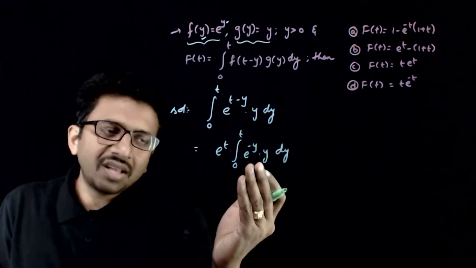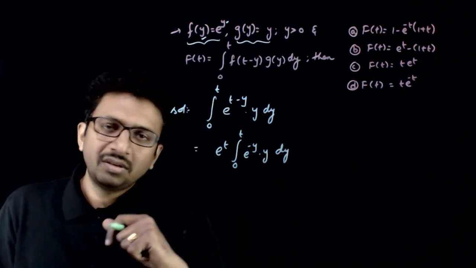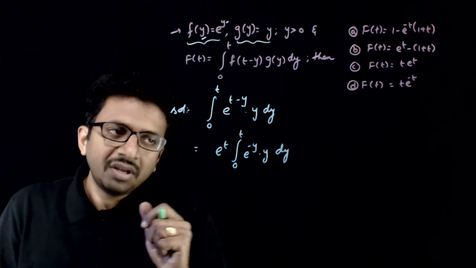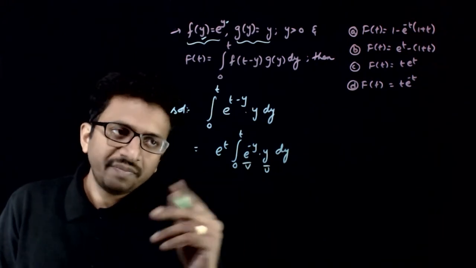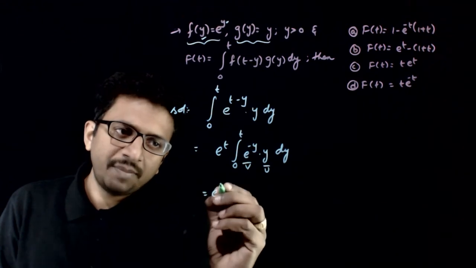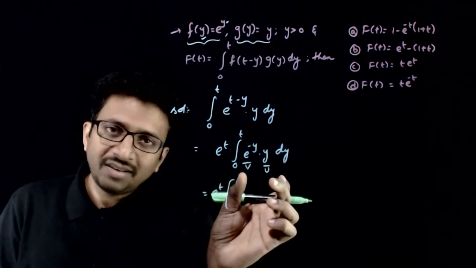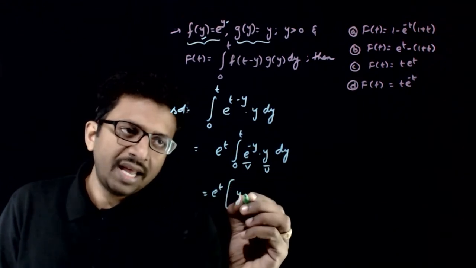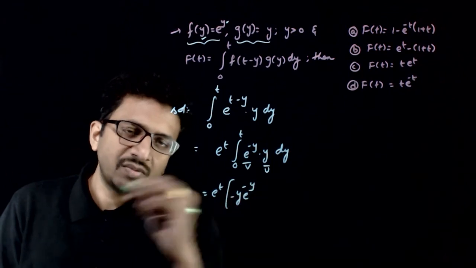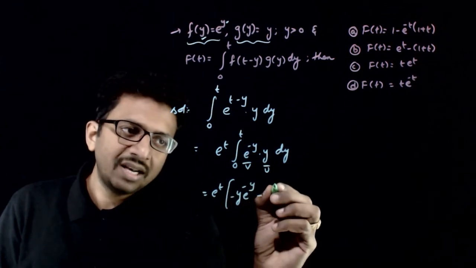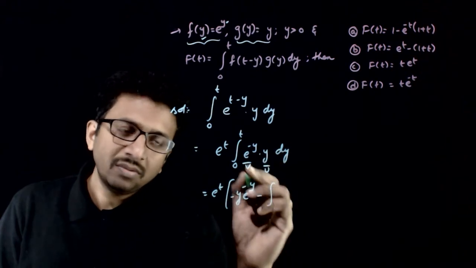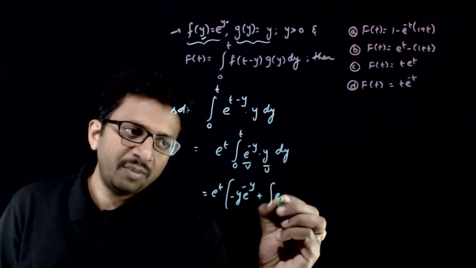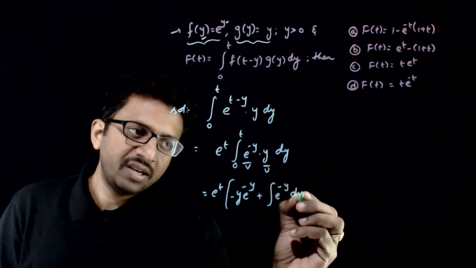So now this is a basic by parts question. I'll take this as u and this as v. You know the formula for by parts, so let us find this. So u times the integral of v, which is y times minus e power minus y, minus the integral of du by dy, which is 1, into the integration of this, which is minus e power minus y, dy.